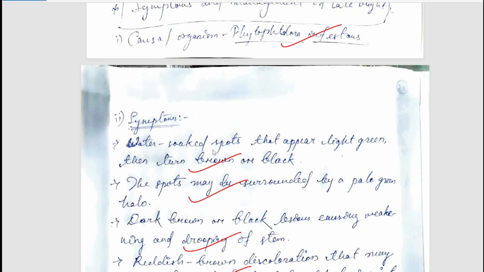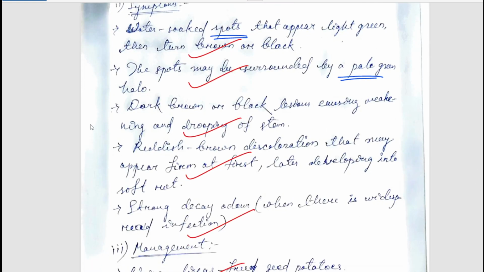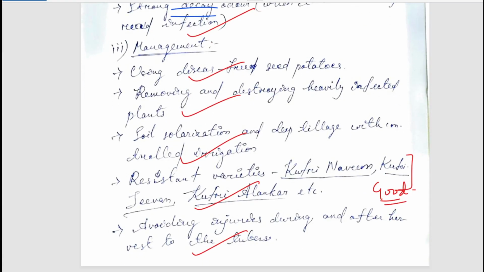Obviously there will be spots, there will be some pale green halos. Okay, all these things are the symptoms. You can simply pause and read it. There will be discoloration, there will be decay. So all these things are common symptoms. Late blight management has been mentioned.